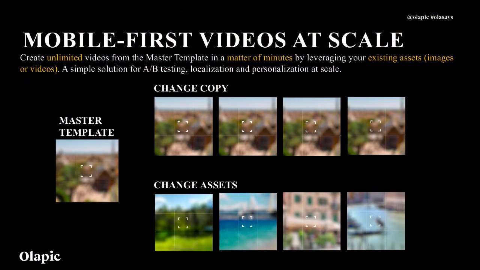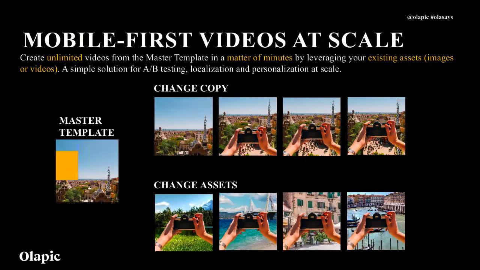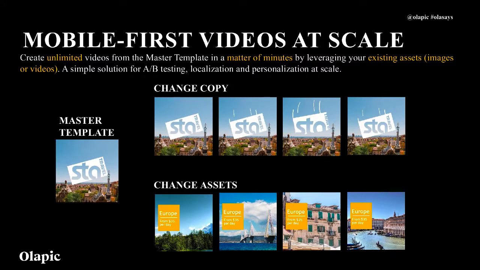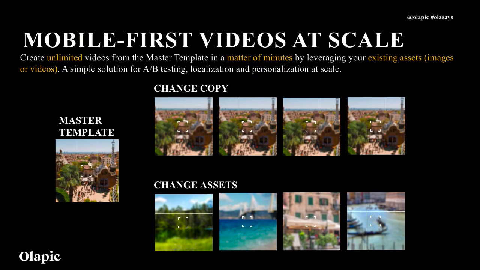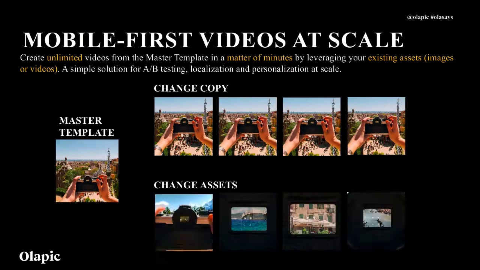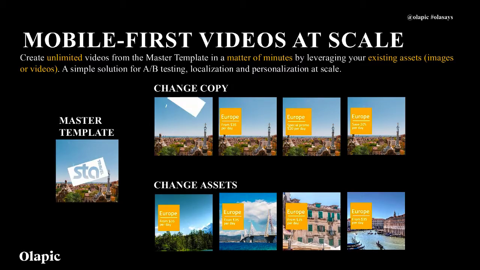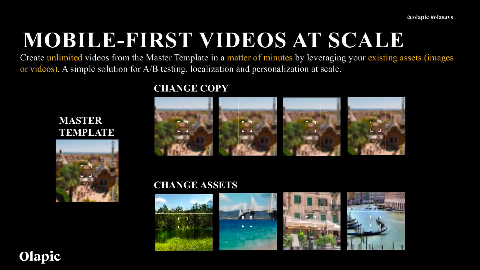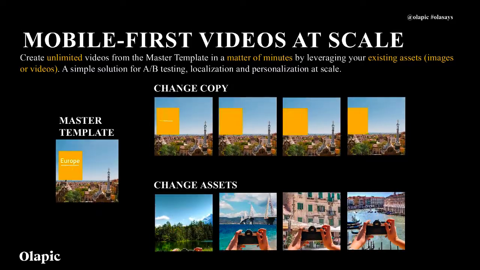So here is how it works. Brands can easily change the copy in the master template and generate a new version of the video in a matter of minutes. This allows you to test and learn, for example, what wording works best for your brand. This allows you as well to generate very easily and at scale localized assets with local language. By dragging and dropping assets, whether it's video or images, you can generate new videos and create more personalized content as well.